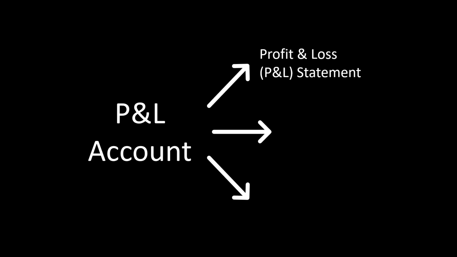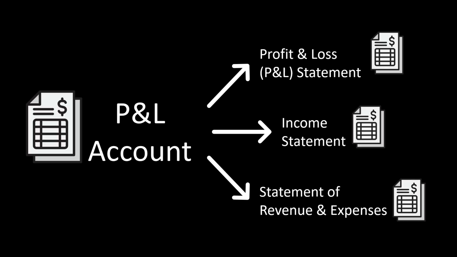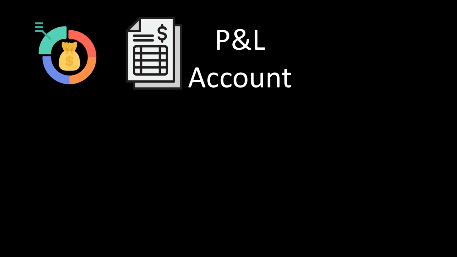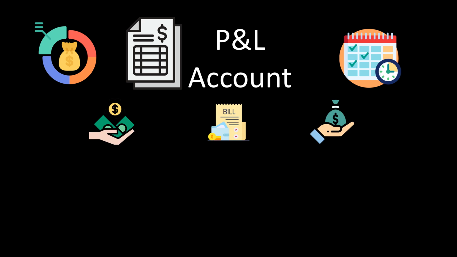The P&L account goes by many names: profit and loss, or P&L, statement, income statement, and the statement of revenue and expenses. They are all really the same thing. The P&L account is a financial statement that shows a company's financial performance over a period of time. A company's financial performance is reflected in its revenue, expenses, and profit.